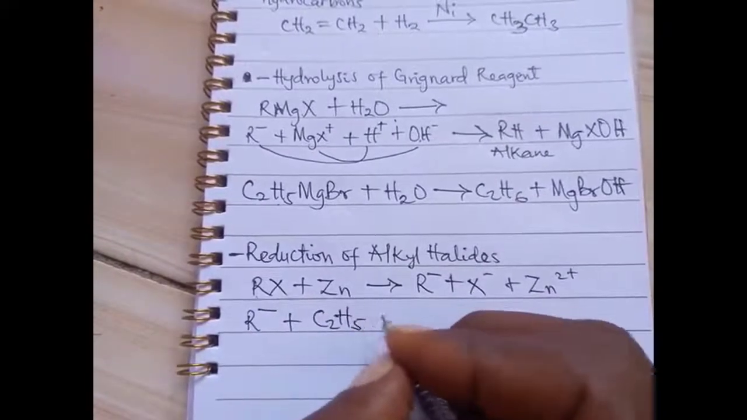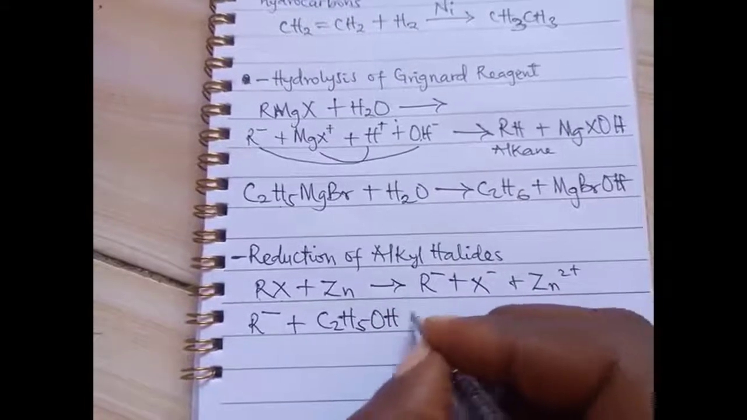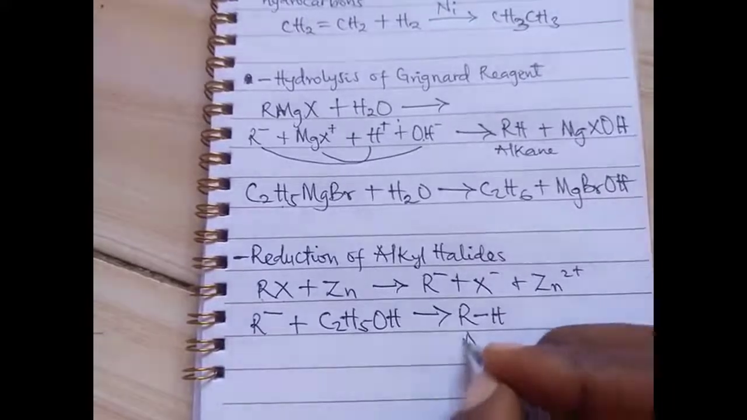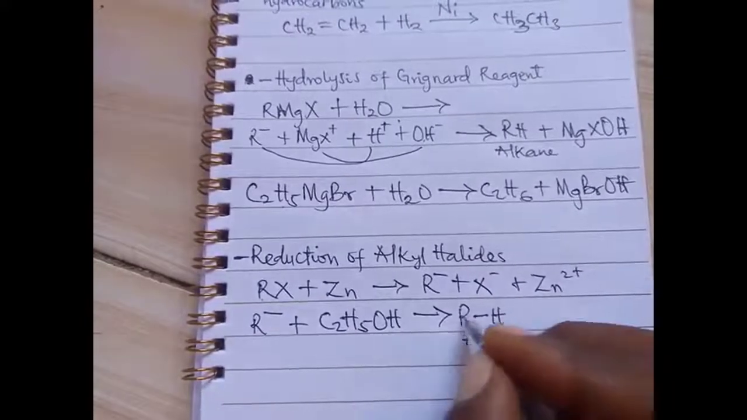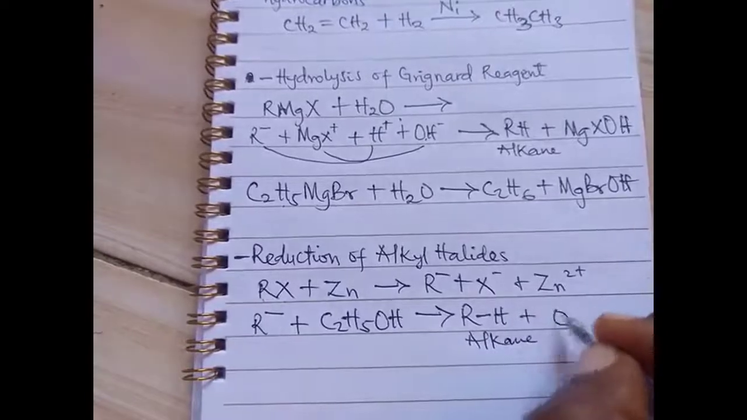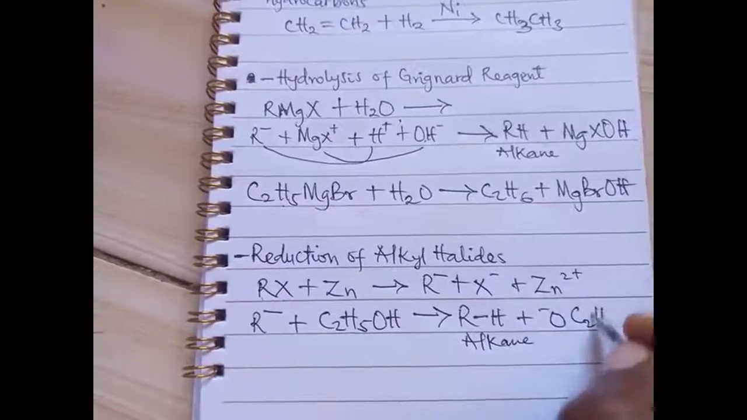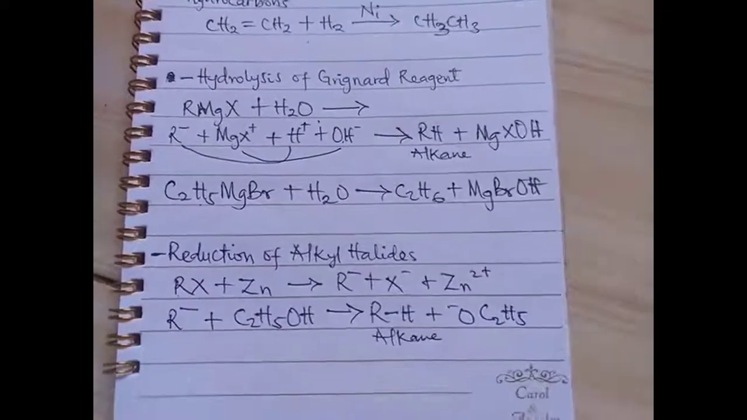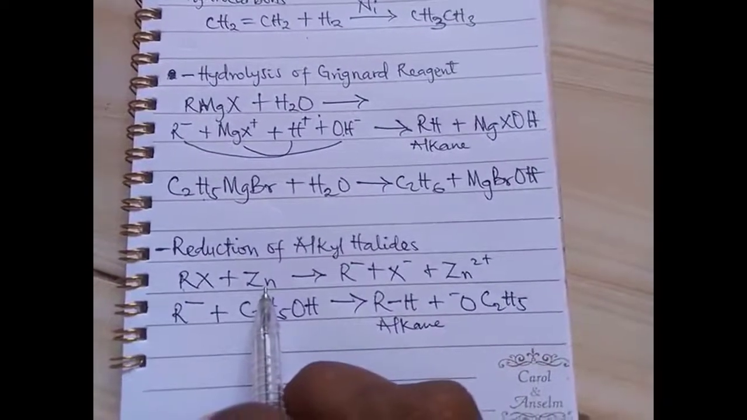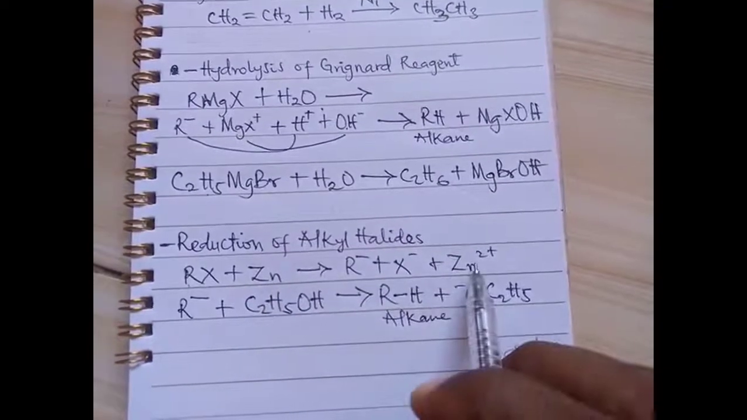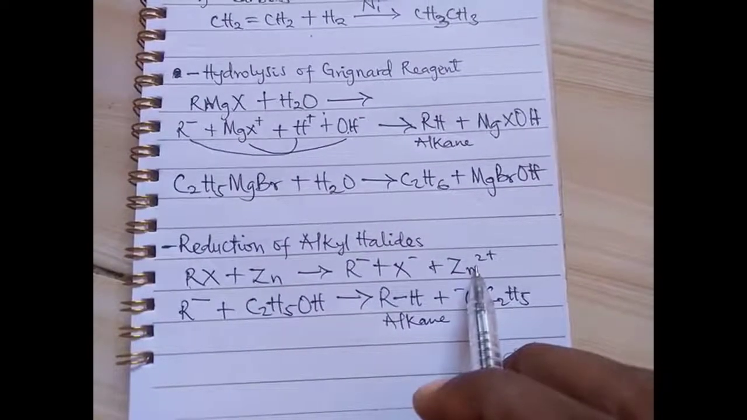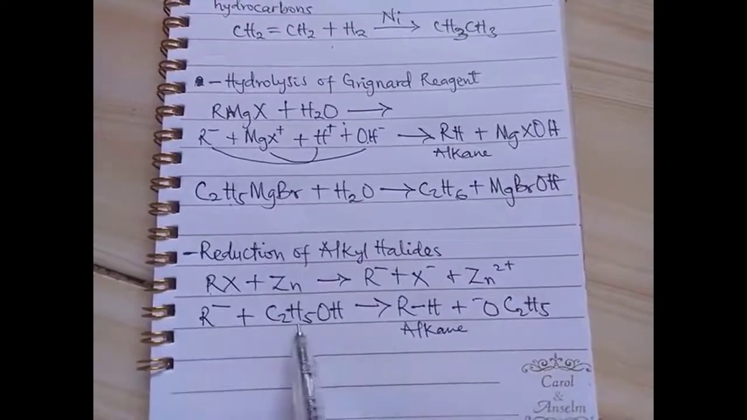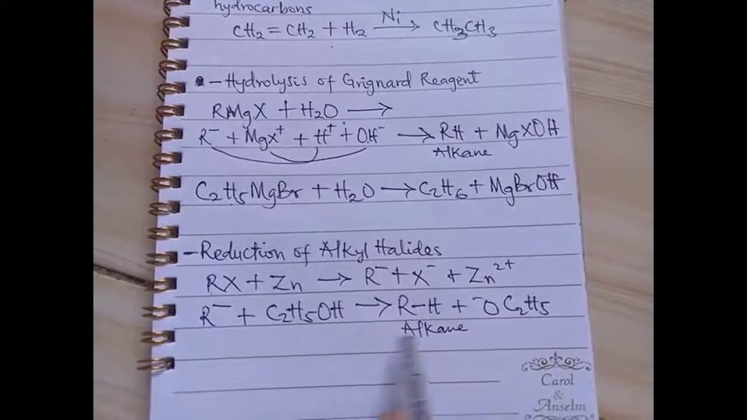Now the R minus plus C2H5OH gives us RH, which is an alkane, then plus we have O minus C2H5. So you need to remember, whenever a metal loses an electron, it becomes positively charged. So the R minus being dissolved in ethanol now gives us an alkane.